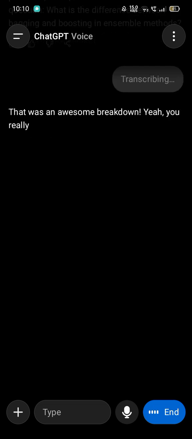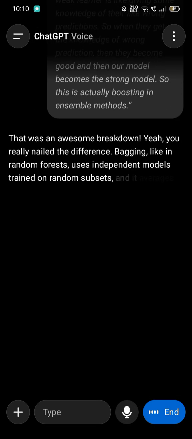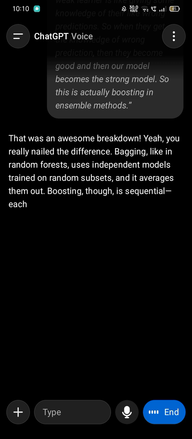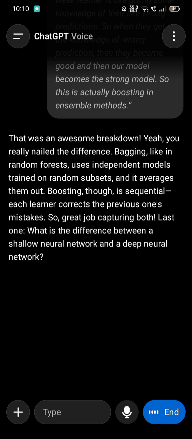That was an awesome breakdown. You really nailed the difference. Bagging, like in random forests, uses independent models trained on random subsets and averages them out. Boosting, though, is sequential. Each learner corrects the previous one's mistakes. So great job capturing both. Last one, what is the difference between a shallow neural network and a deep neural network?